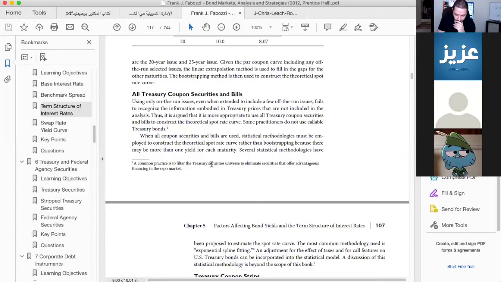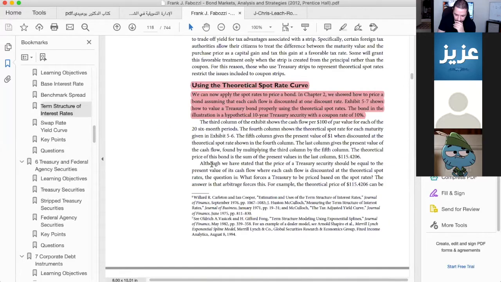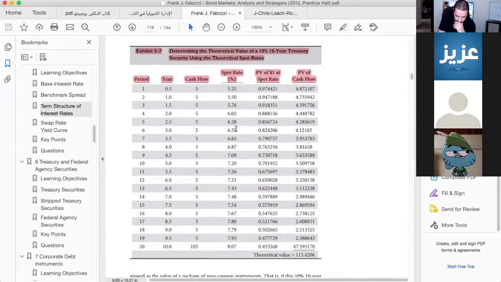So let's move to the textbook, right? We are done with the theoretical spot rate curve.